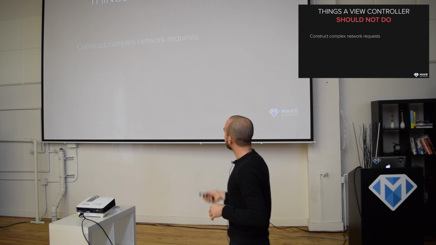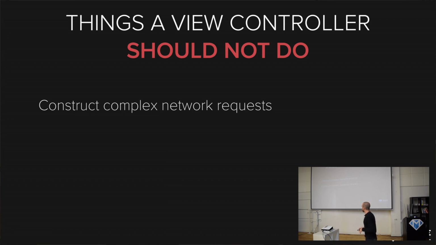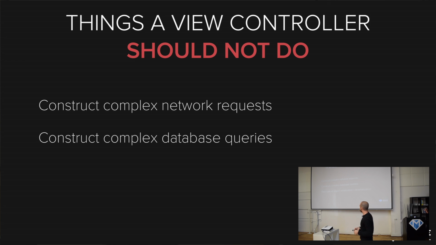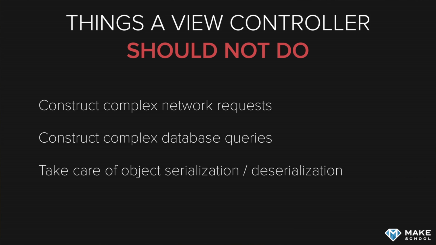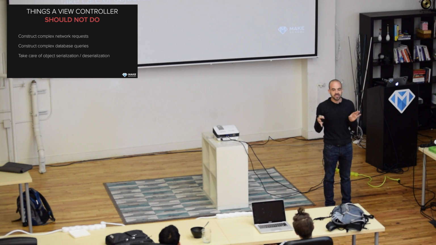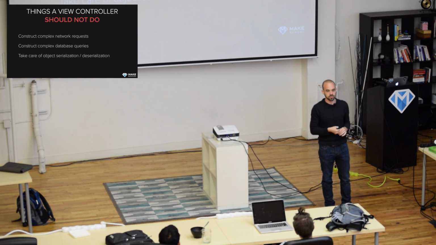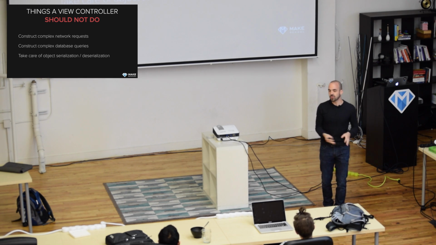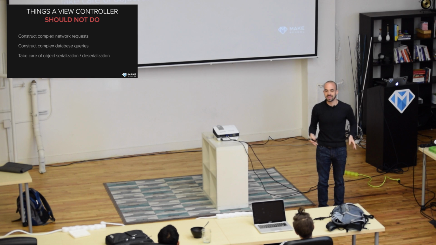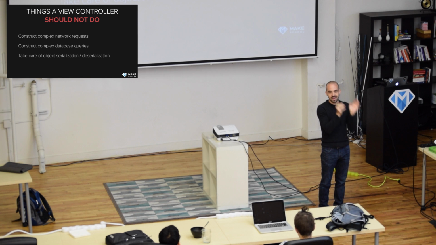So it's just an arbitrator between the different components. Things you should not do is construct complex network requests, or complex database queries, or serializing or deserializing objects. All such kind of stuff should not happen within the view controller. You might have a view controller that wants to download data, but then the code that actually does the download should not be within the view controller. It should be within a different class that is taking care of downloads.